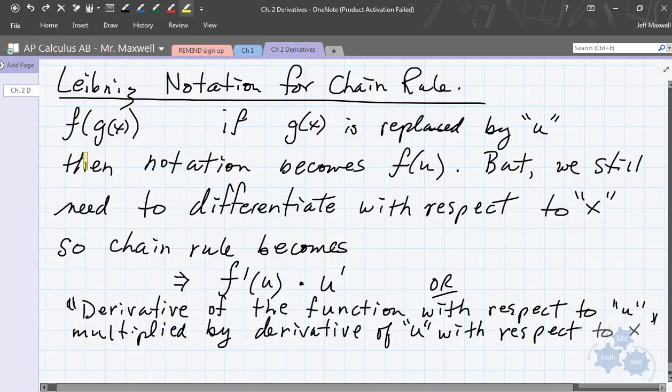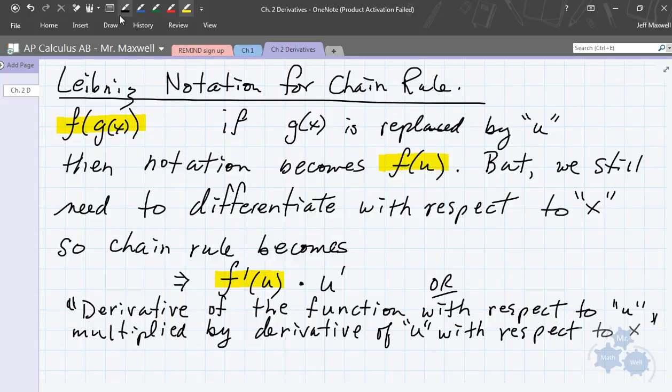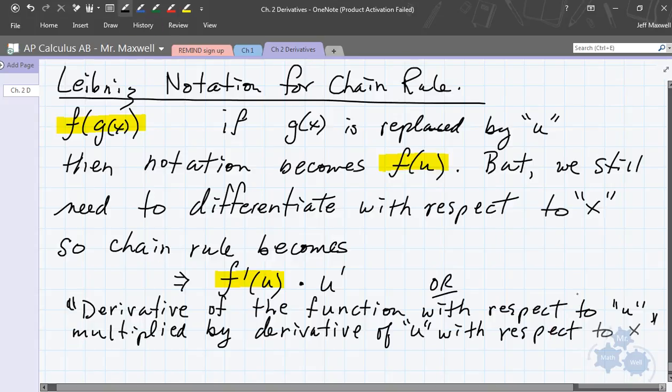Okay, so the chain rule then, if it's f of u, now notice that u is another function. So x is not in here anymore, but it is in there, right? But u just represents another function. This right here is a lot easier to write than this, okay? But what we have to understand is that when we're taking the derivative, we take the derivative of the function f of u, but then we have to multiply it by the derivative of u with respect to x. So that's what this bottom line says. The derivative of the function with respect to u, that's this part, multiplied by the derivative of u with respect to x. So this is now going to lead me to the Leibniz notation for chain rule.